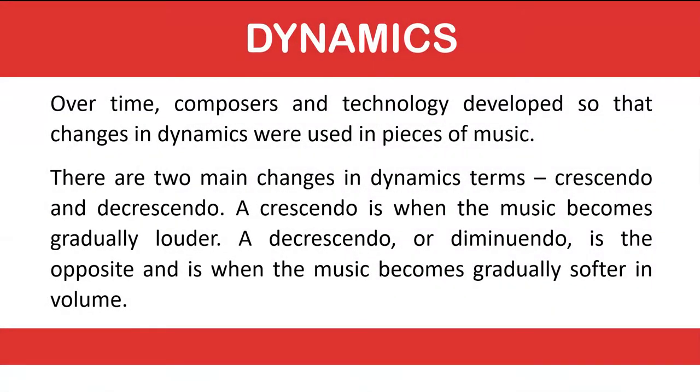Over time, composers and technology developed so that changes in dynamics were used in pieces of music. There are two main changes in dynamics terms, crescendo and decrescendo. A crescendo is when the music becomes gradually louder, and a decrescendo or diminuendo is the opposite, and is when the music becomes gradually softer in volume.